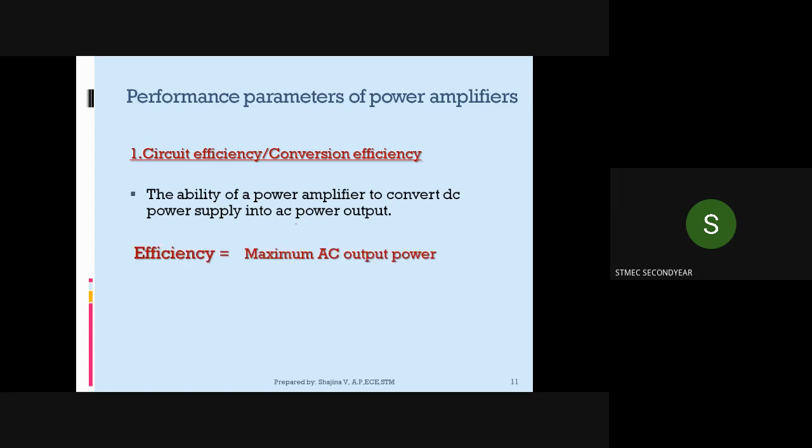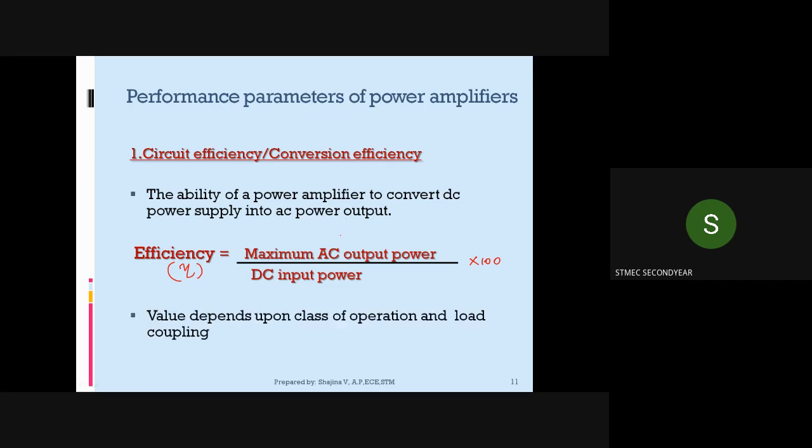Okay, so it can be defined as max AC output power divided by DC input power. So efficiency eta is equal to maximum AC output power divided by DC input power. Actually, for percentage we multiply by 100. Okay, so maximum AC output power divided by DC input power. Remember this equation for efficiency.